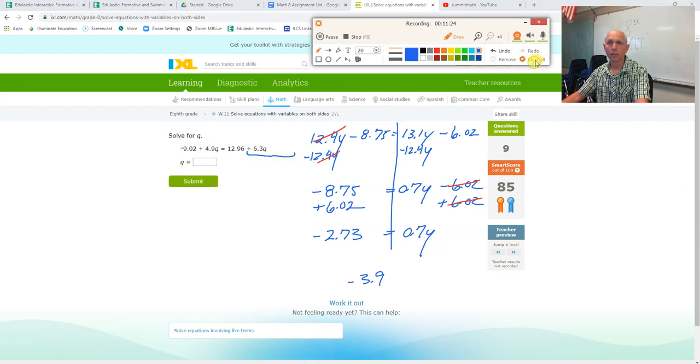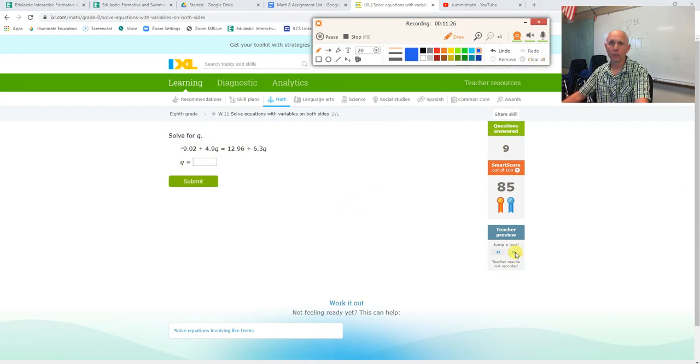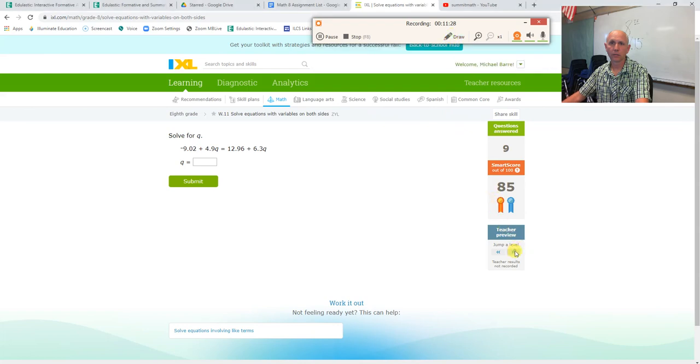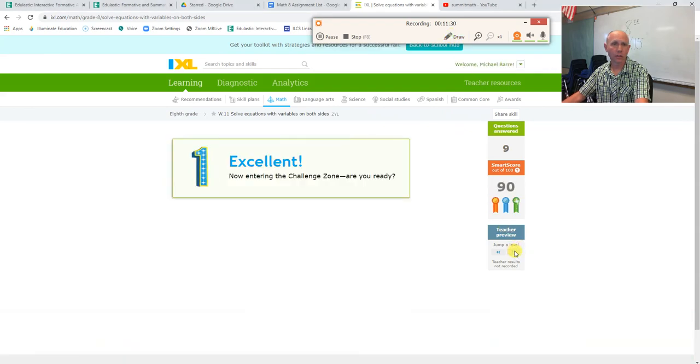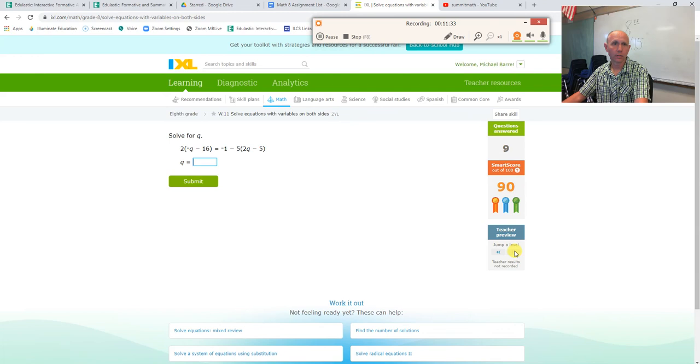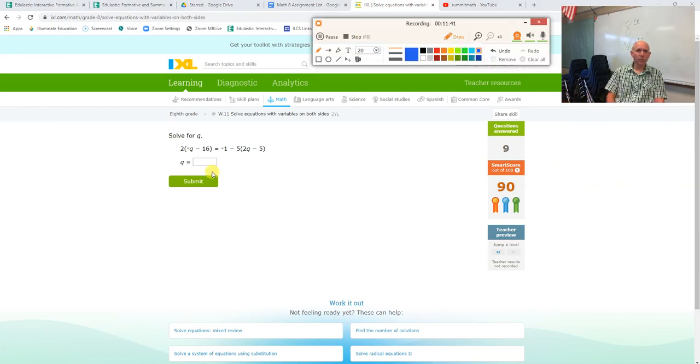Let's jump a level. What's the challenge zone look like? Challenge zone. Yeah, distribution. Okay, let's give it a shot. I kind of like this one. I like this one a lot. All right, so let's do some distribution.